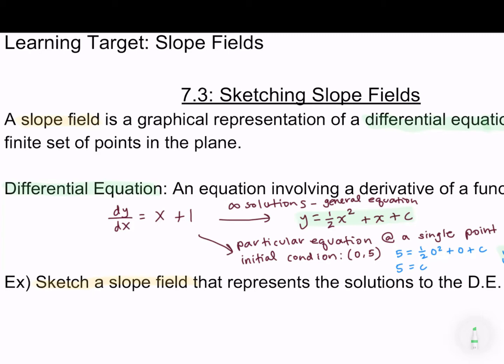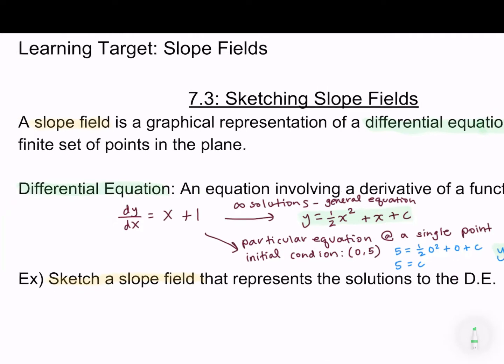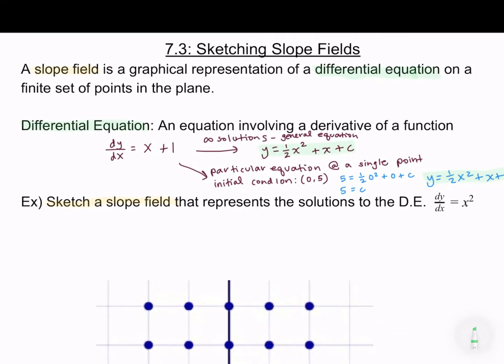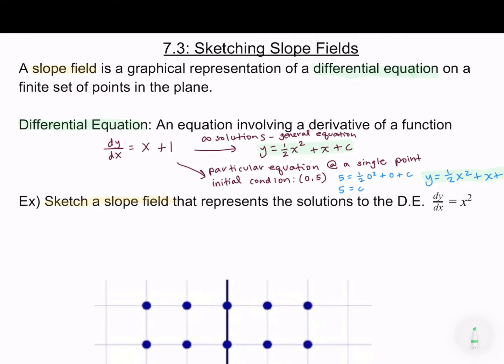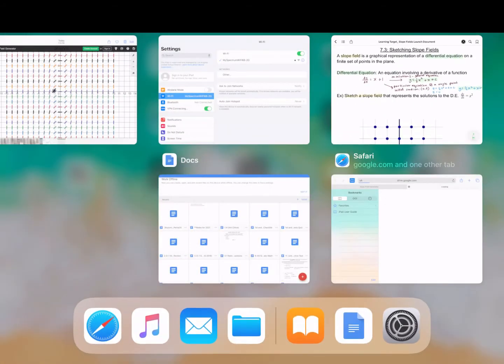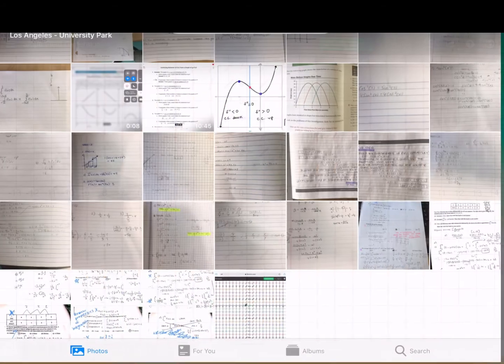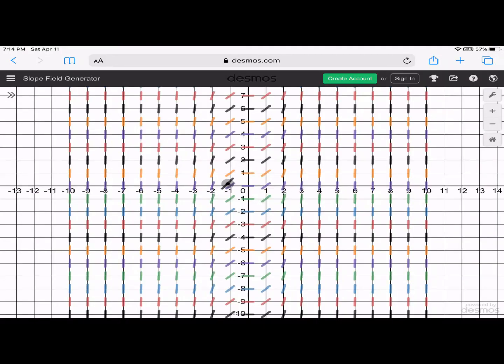Okay. So if we have an infinite number of solutions algebraically, that means we also have an infinite number of solutions graphically. Which is weird. So I'm going to switch over to a picture to show you what this is going to look like. Okay, so this is actually a slope field.